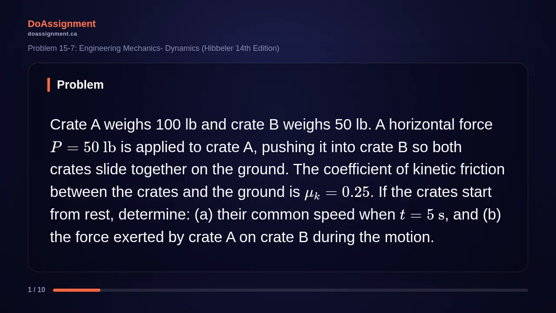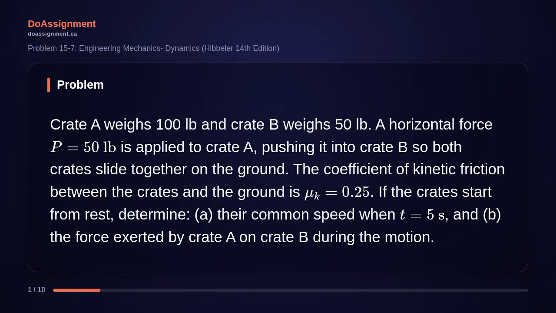Crate A weighs 100 pounds and crate B weighs 50 pounds. A horizontal force P equal to 50 pounds is applied to crate A, pushing it into crate B so both crates slide together on the ground. The coefficient of kinetic friction between the crates and the ground is mu sub k equal to 0.25.